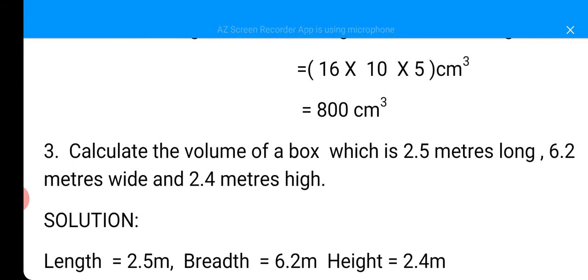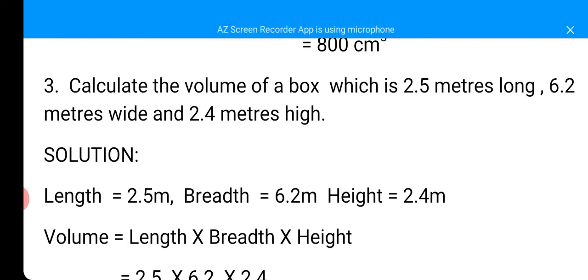Number 3. Calculate the volume of a box which is 2.5 meters long, 6.2 meters wide, and 2.4 meters high. The question again. Calculate the volume of a box which is 2.5 meters long, 6.2 meters wide, and 2.4 meters high. Solution. What are we given?